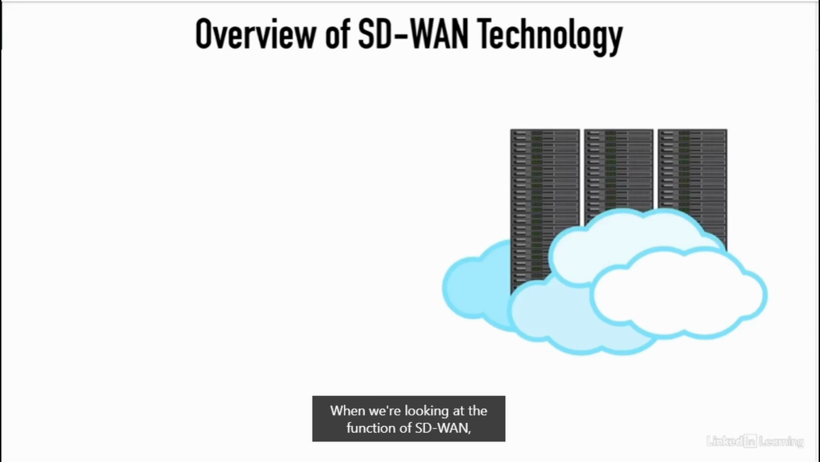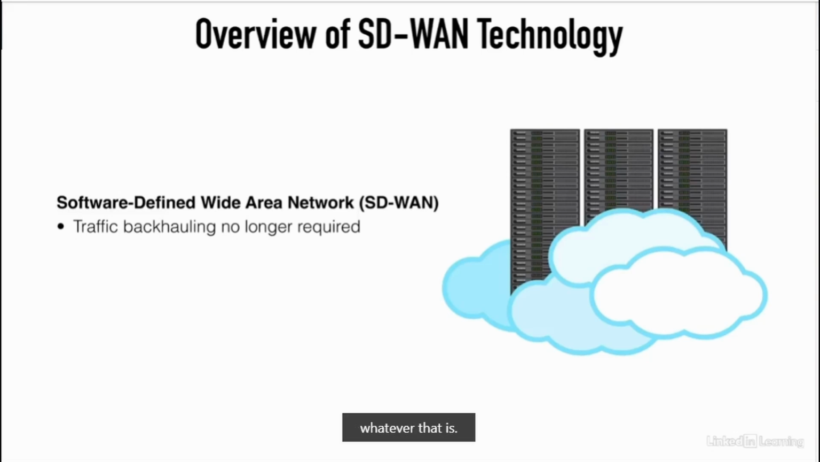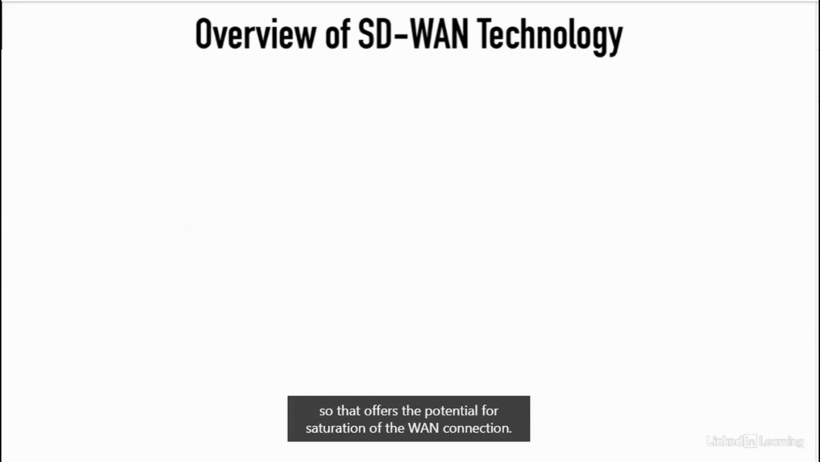When we're looking at the function of SD-WAN, one of the big advantages is that there's no longer the need for backhauling your traffic. And when we say backhauling your traffic, we mean that historically with these dedicated circuits, traffic would have to go from the branch back to the main site, no matter what type of traffic it was, whether that was internet traffic, whether that was traffic destined for shared resources, whatever that is, all the traffic was backhauled over that WAN connection to the main office. So that offers the potential for saturation of the WAN connection.